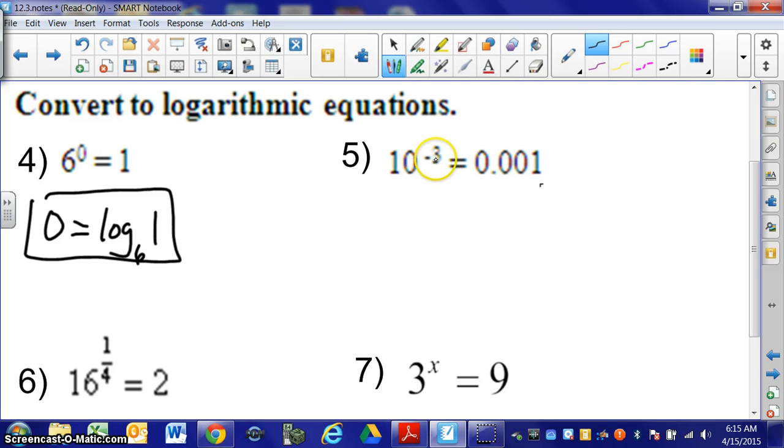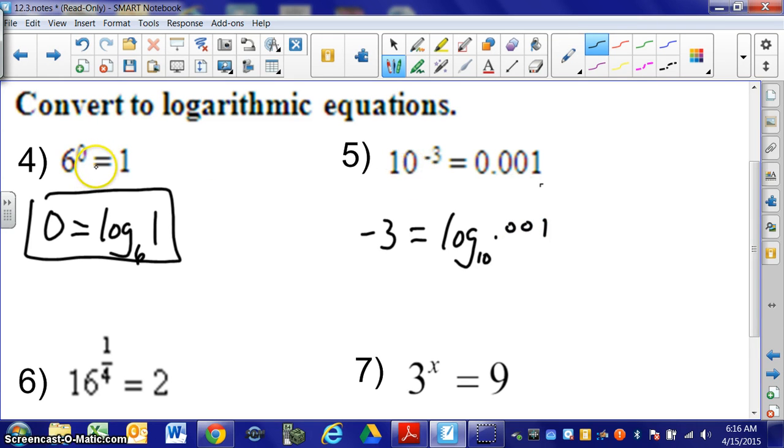Alright, number 5. Here's the exponent, negative 3. So therefore, negative 3 equals log. What's the base here? 10. Log base 10 of 0.001.